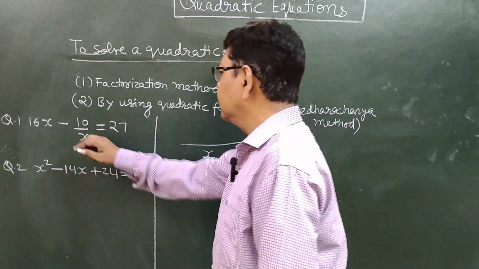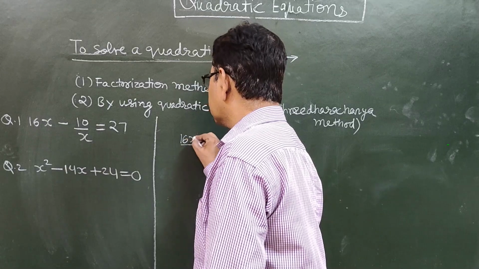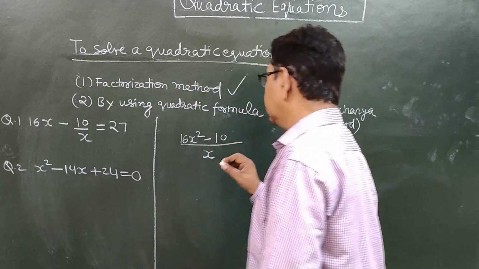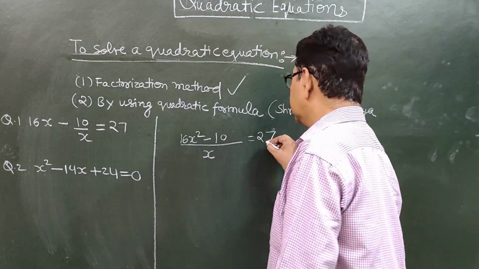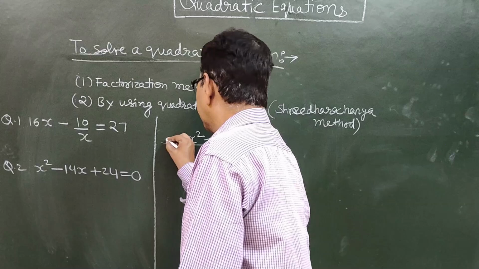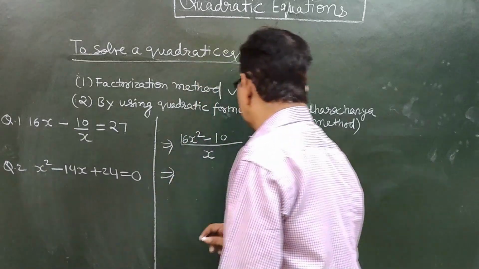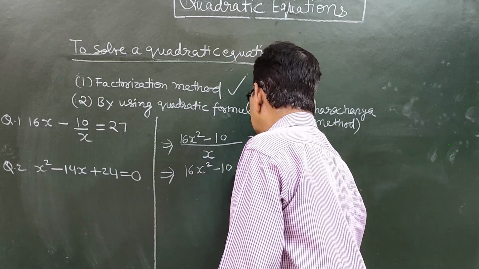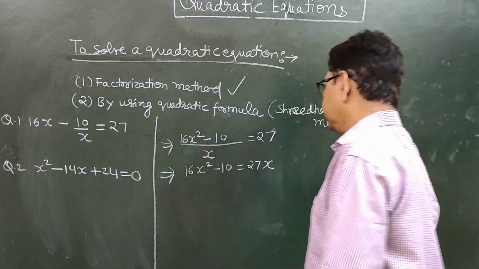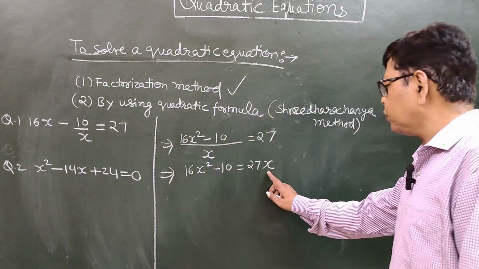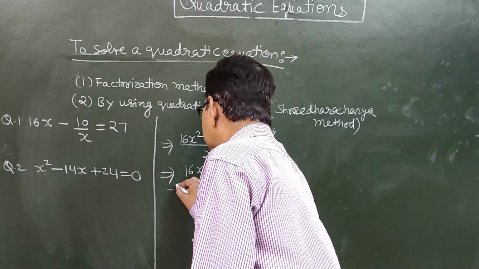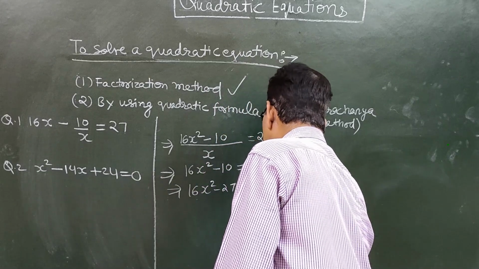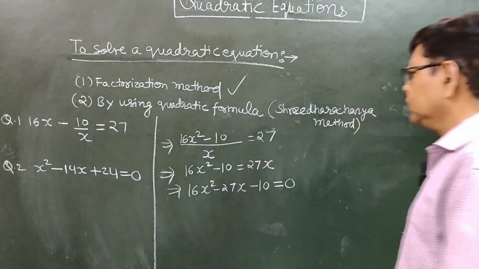LCM is x here, and then we get 16x square minus 10 is equal to 27. On taking the LCM and simplifying, this implies that 16x square minus 10 is equal to 27x. Now transposing this to the other side, 16x square minus 27x minus 10 is equal to 0.